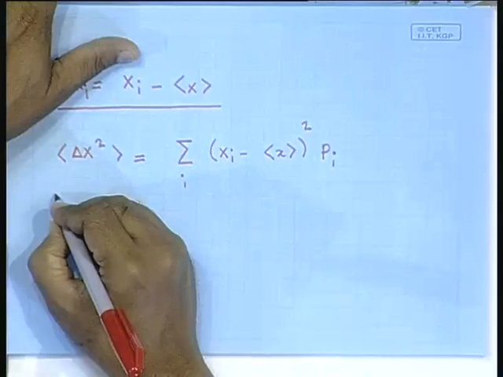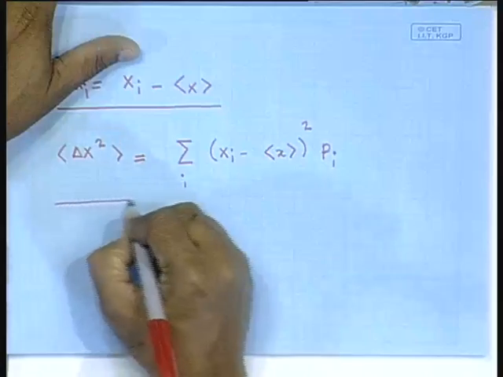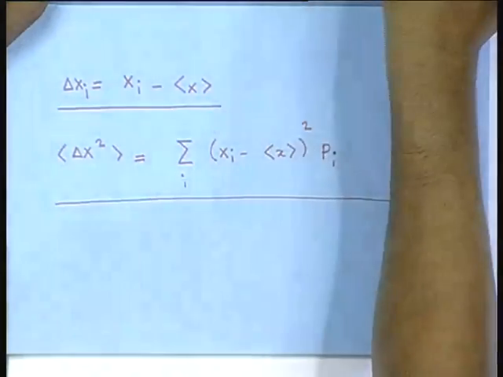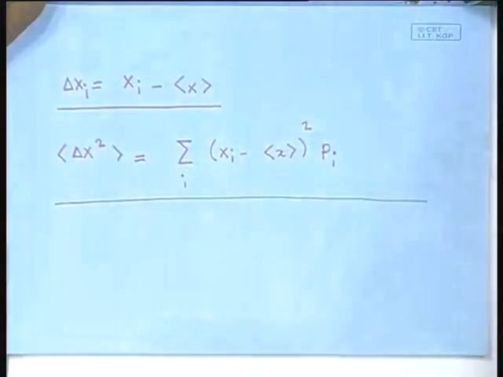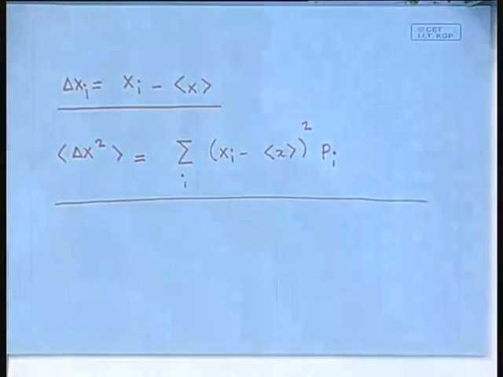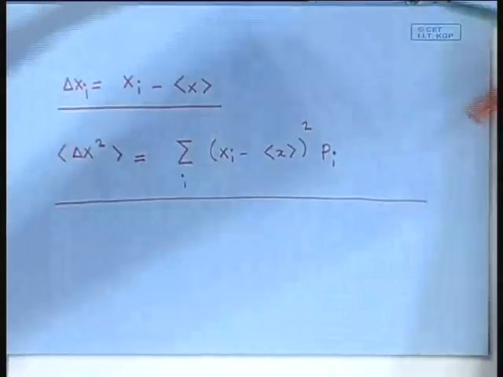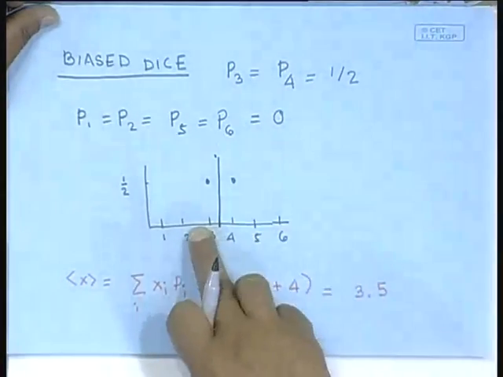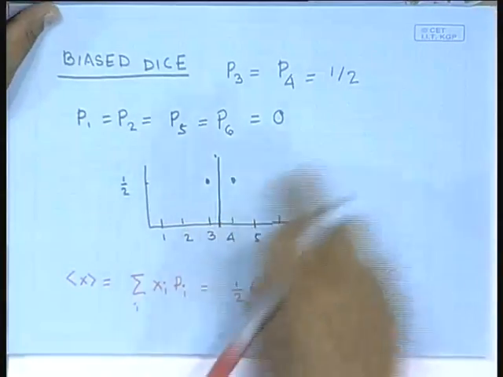Let us calculate this for these two experiments, for these two possible dice. So, let us do it for the biased dice first. For the biased dice, there are only two possible outcomes, 3 and 4.